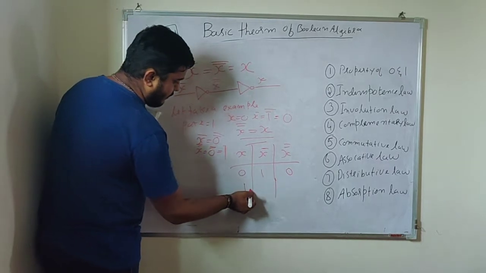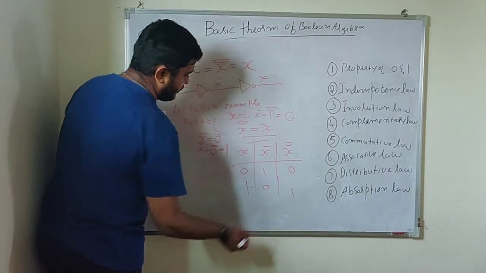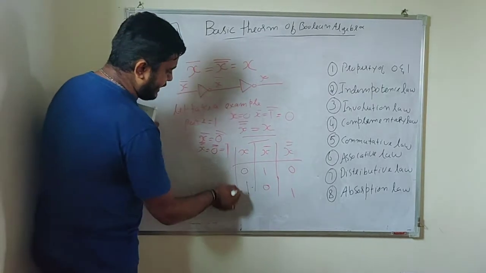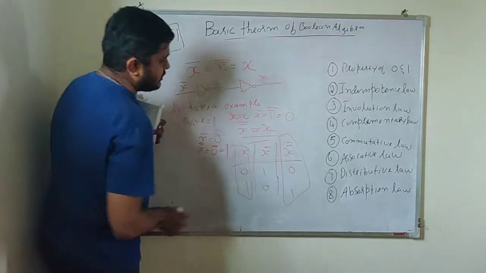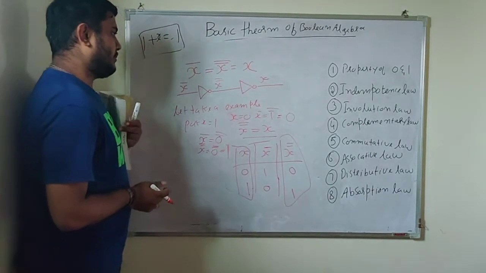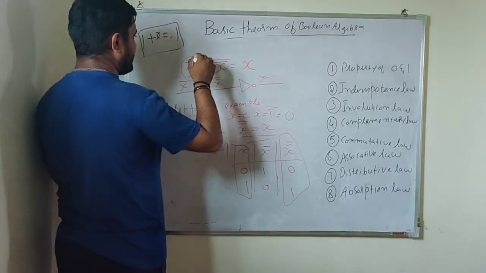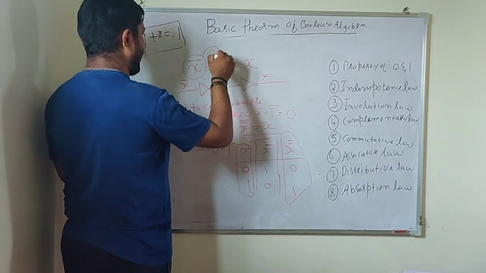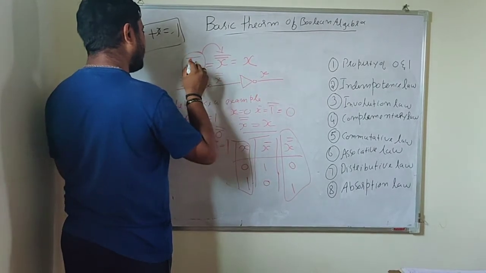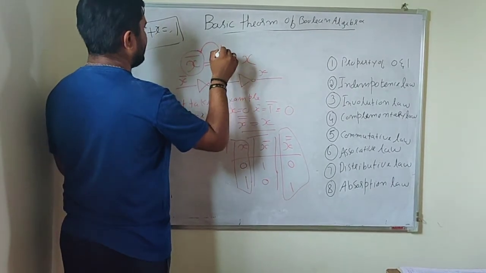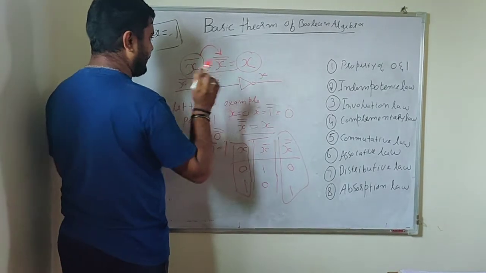1 bar is 0. 0 double bar means it is equal to 1. So you get the same value of x in the resultant column. So this is the involution law. It means a complemented variable is complemented again. If you invert a variable again and again, then you will obtain the same value which you have inverted.